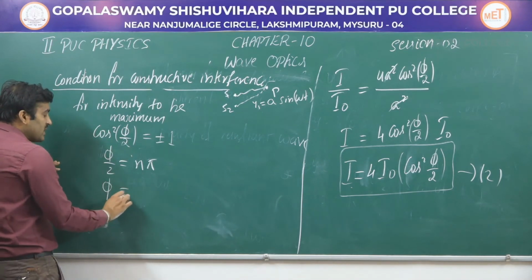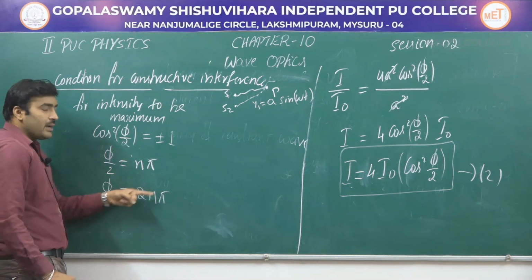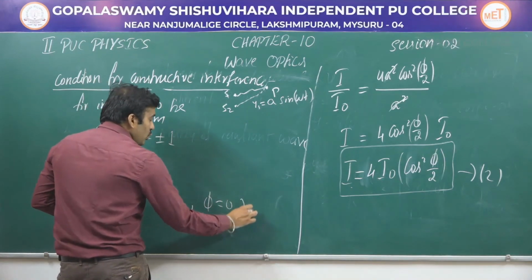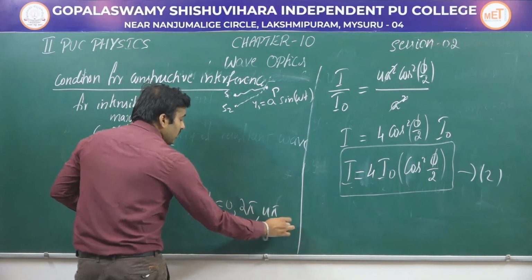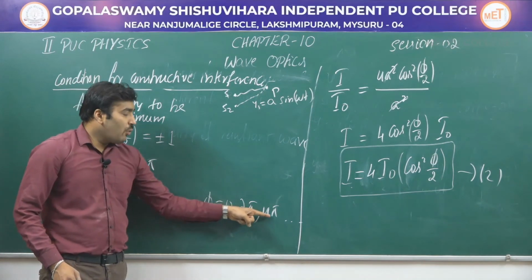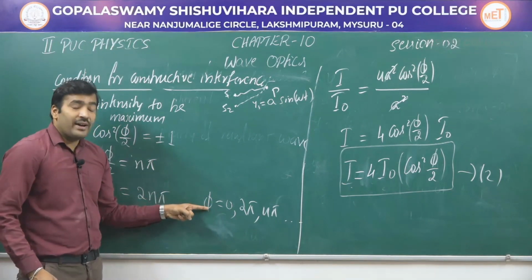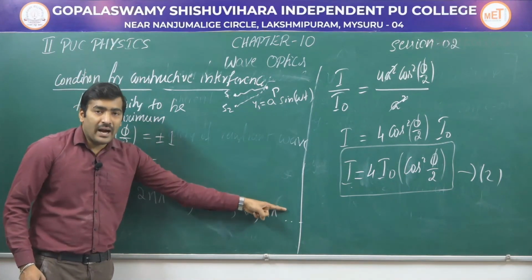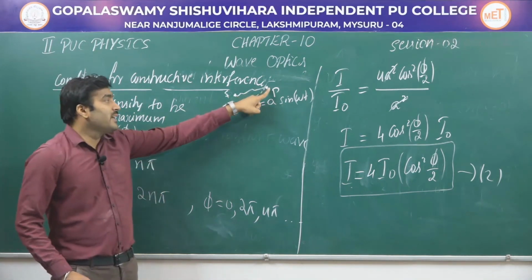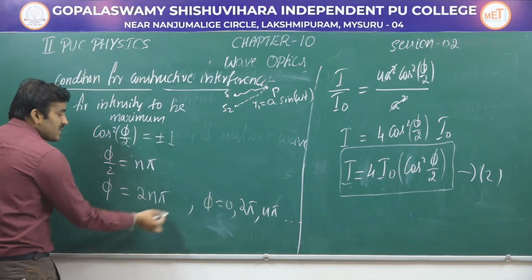Or the phase difference phi, if I take 2 to this side, you will get 2n pi, correct? Means the values of phi are 0, 2 pi, 4 pi, 6 pi, even multiples of pi. Okay, if the value of phase difference is an even multiple of pi, this term will be equal to 1 and we get the constructive interference and the intensity at the point P becomes maximum. Therefore the phase difference is equal to this much.